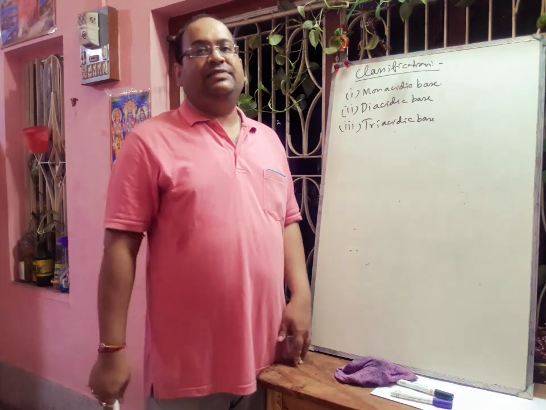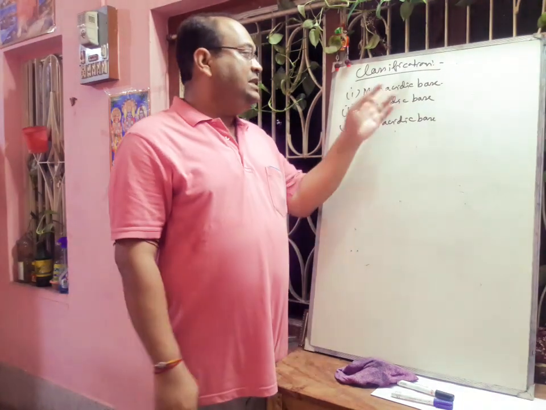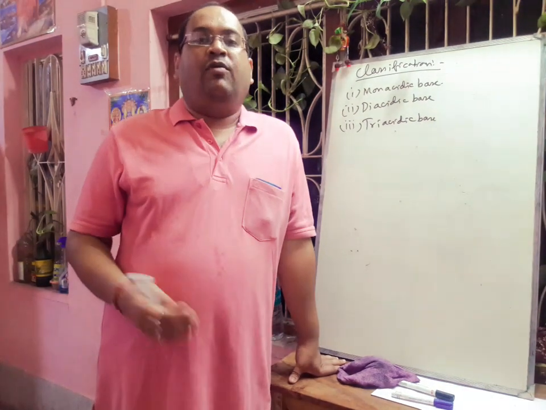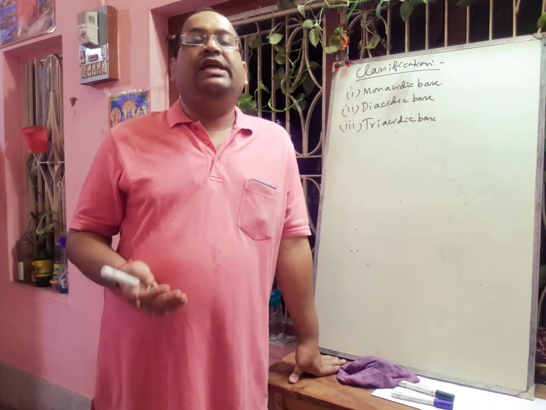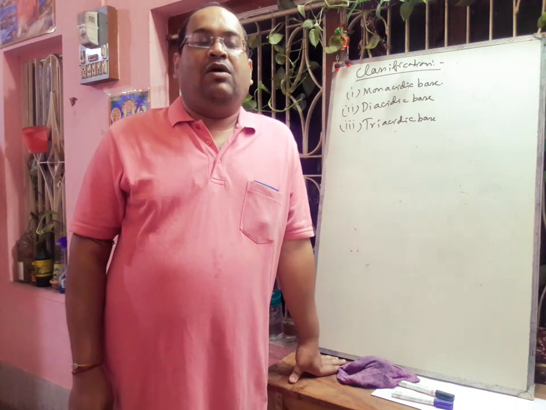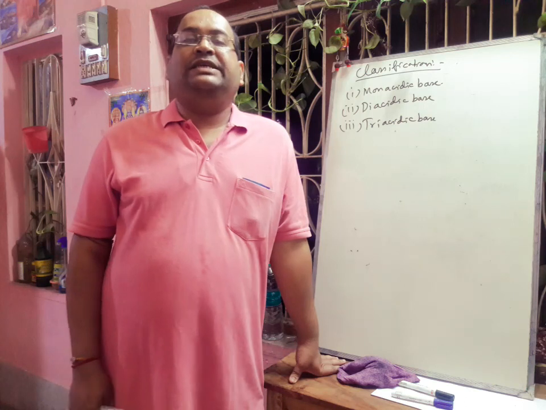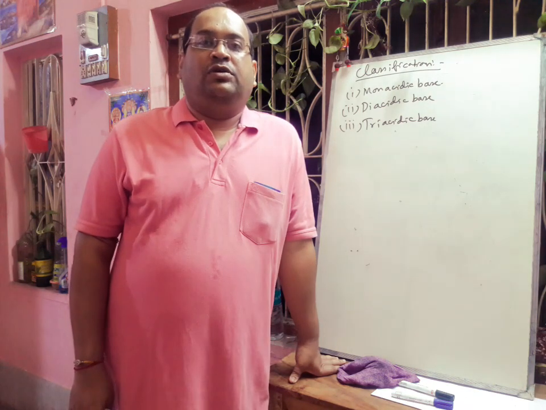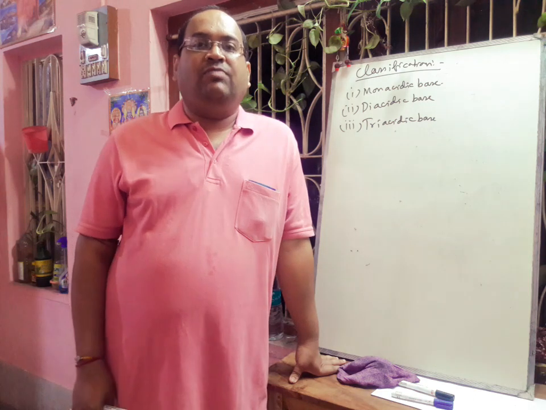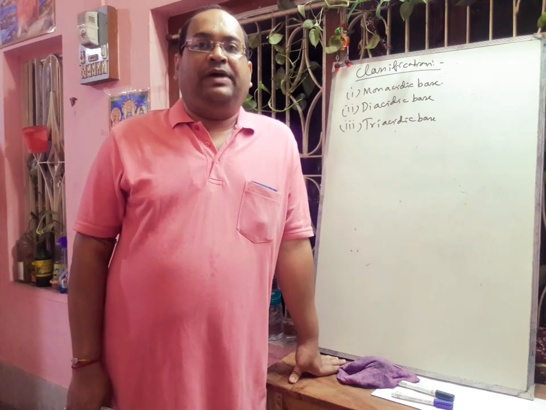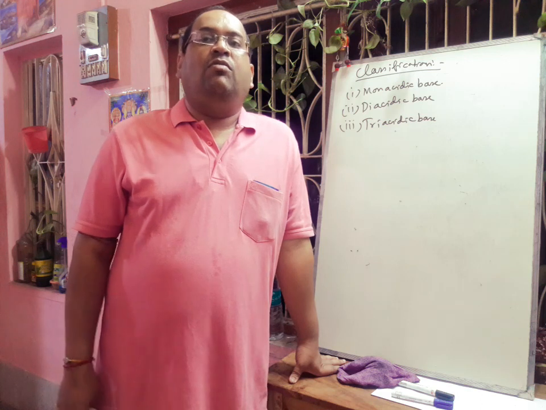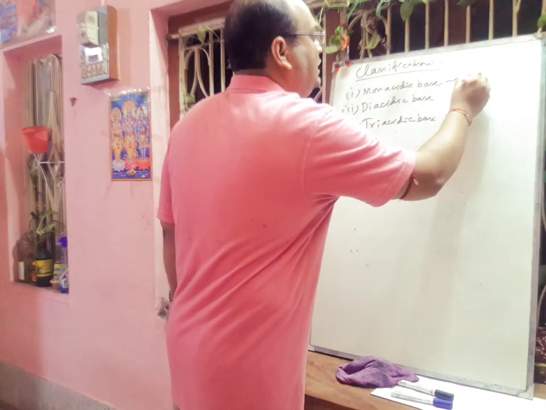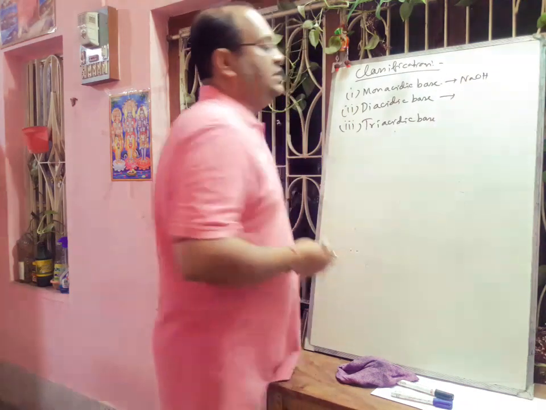In case of monoacidic base, the acidity will be 1, because if we take 1 mole of the base, it will react with 1 mole of acid. Or we can tell that bases which dissociate in aqueous solution to produce 1 hydroxyl ion per molecule of a base are called monoacidic base. Like sodium hydroxide, potassium hydroxide, lithium hydroxide, all are monoacidic base.